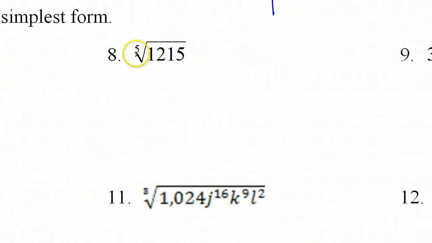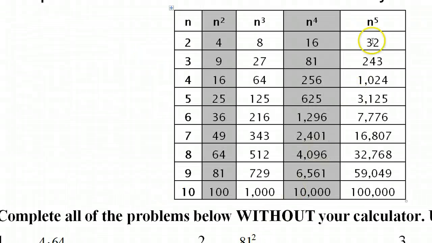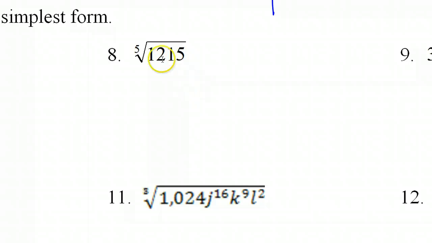All right, now number 8. Now this time we're back on fifth roots. So 1,215, let's check the chart. The fifth power. Okay, it's not on here. Oh, sorry. It's not on here. So what I'm going to do instead, all right, I've got this 1,215.